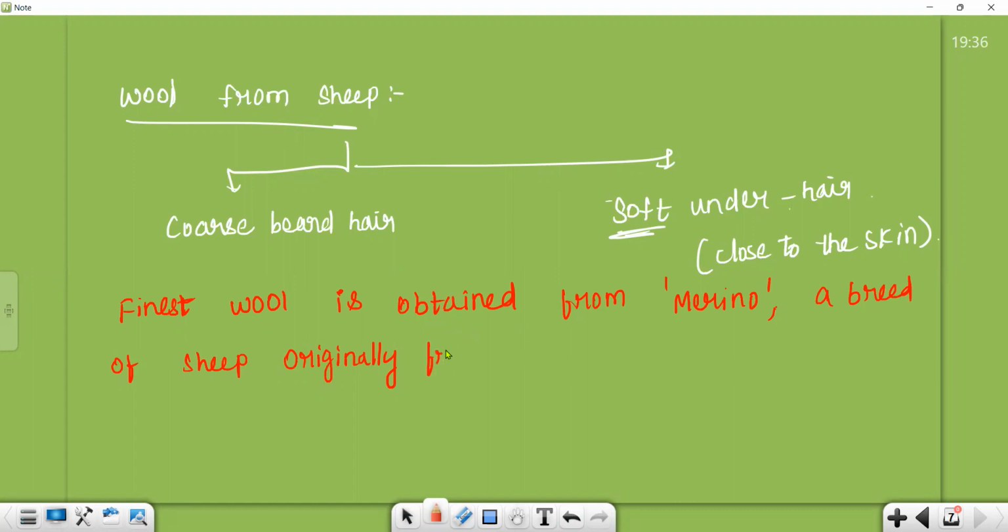I'm uploading the notes in the resources tab. The wool given by the Merino breed is also very costly. Yes, it is the finest, soft, light, and costly one.